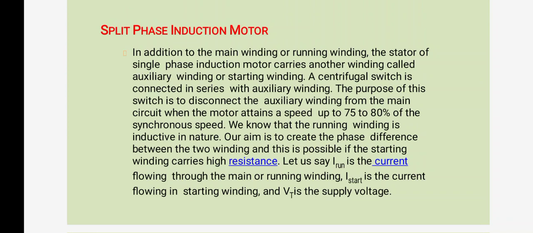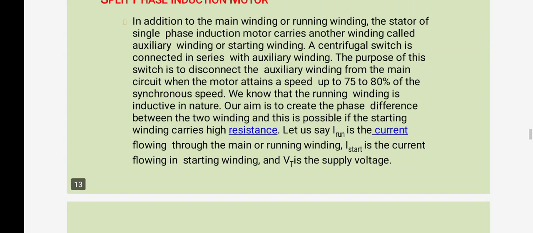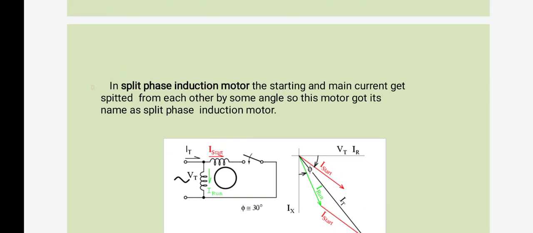We know that the running winding is inductive in nature. Our aim is to create a phase difference between the two windings, and this is possible if the starting winding carries high resistance. Let us say I run is the current flowing through the main or running winding, I start is the current flowing in the starting winding, and Vt is the supply voltage. In the split phase induction motor, the starting and main currents are split from each other by some angle. So this motor got its name, split phase induction motor.